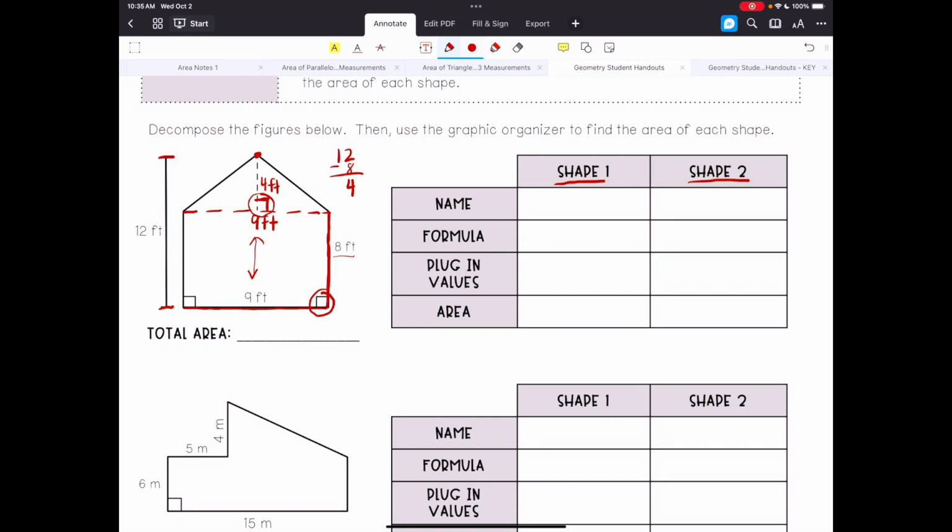So let's fill this in. Shape 1, I'm going to circle that so I know it's the name. It's a triangle. And the formula for a triangle is half base times height, or we've been writing it as base times height divided by 2. So those are the same things.